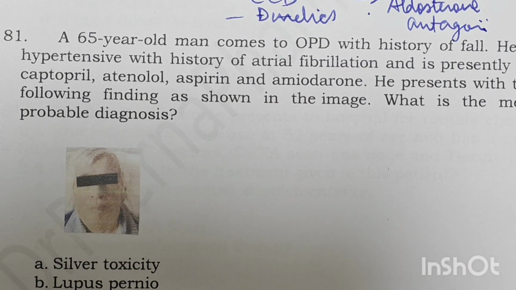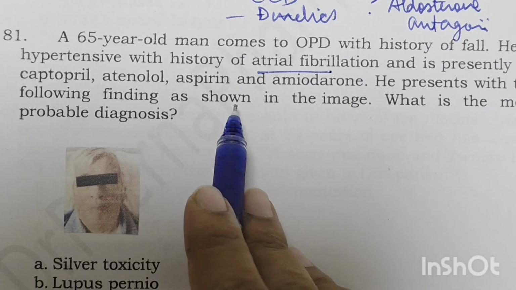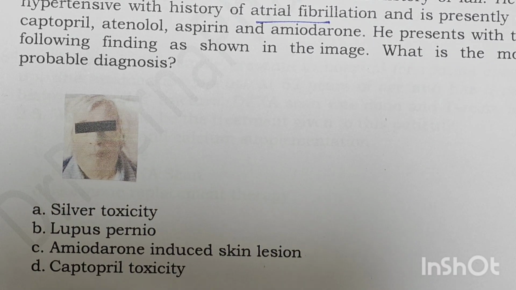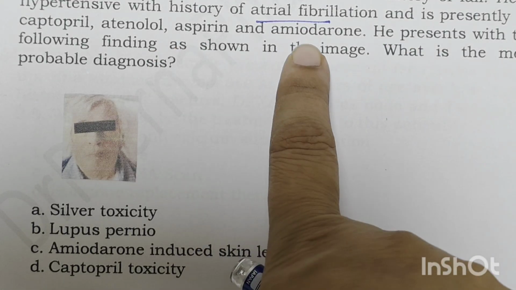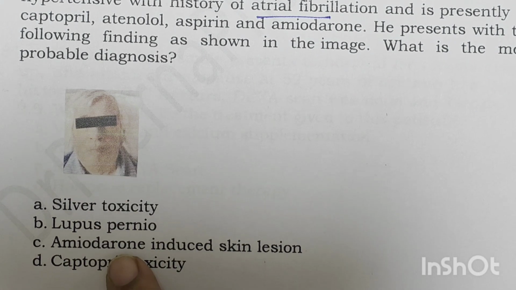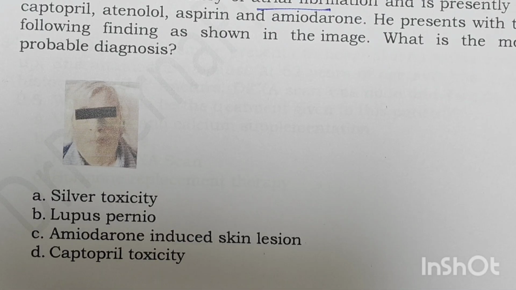Next, a 65-year-old man comes to OPD with history of fall. He is hypertensive with history of atrial fibrillation, presently on captopril, atenolol, aspirin, amiodarone. He presents with the following finding as shown in the image. What is the most probable diagnosis? Now, I know the image is not very clear here, but since the patient has AF, came after a fall, is on captopril, atenolol, aspirin, amiodarone, and he is having some skin lesions here. So what are the options? Silver toxicity, lupus pernio, amiodarone-induced skin lesion, and captopril toxicity.